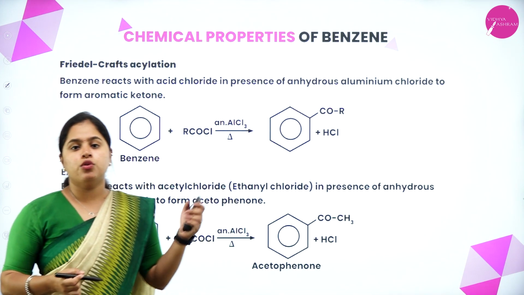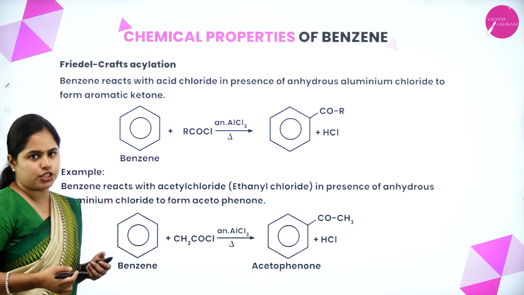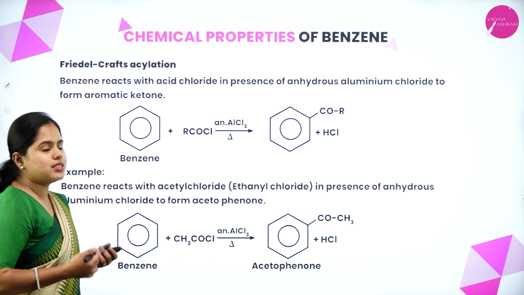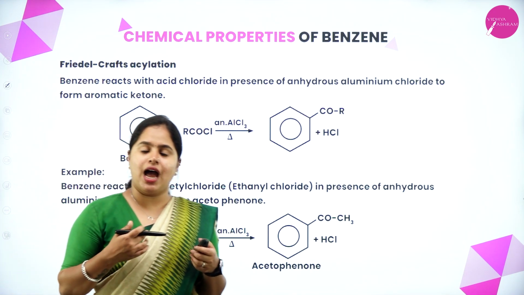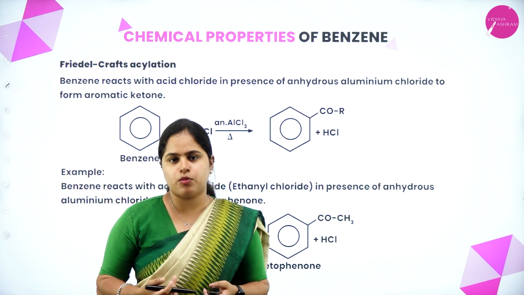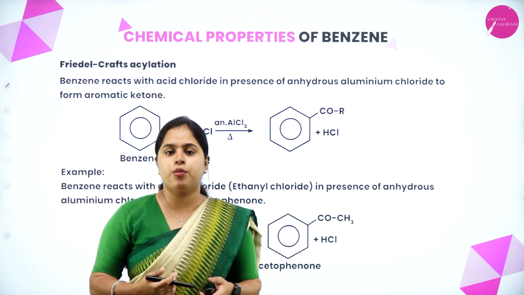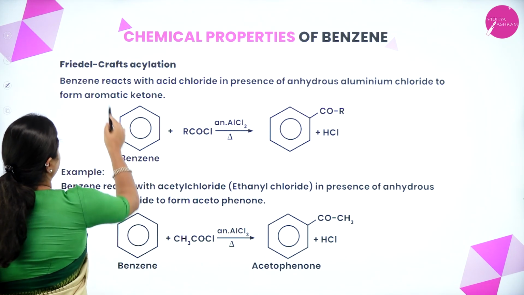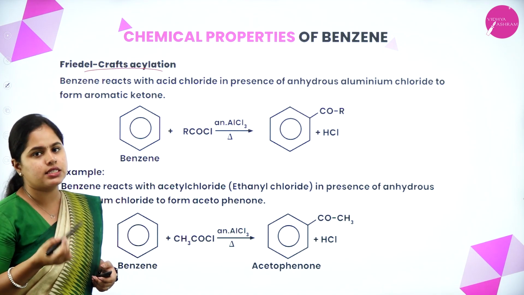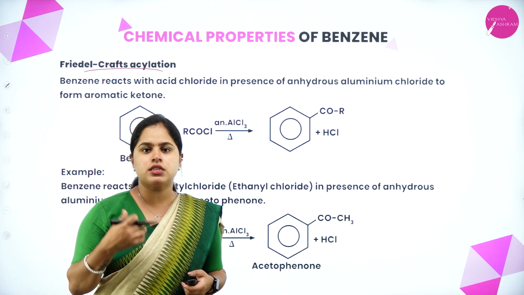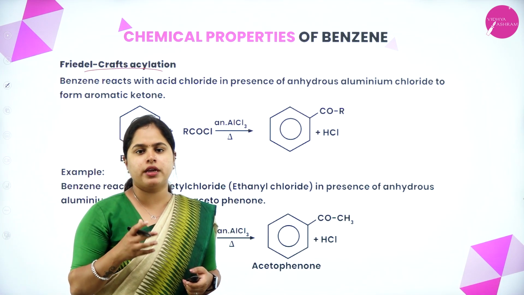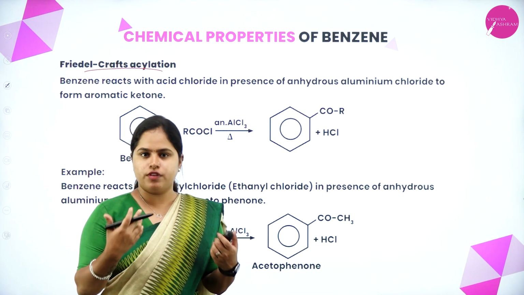So let's continue with the rest of the chemical reactions of benzene. In the last session, we studied the Friedel-Crafts alkylation and the mechanism of that. Today, we are going to study Friedel-Crafts acylation. The next reaction is Friedel-Crafts acylation. So, alkylation was addition of an alkyl group, right? So, what is acylation then? Addition of an acyl group.